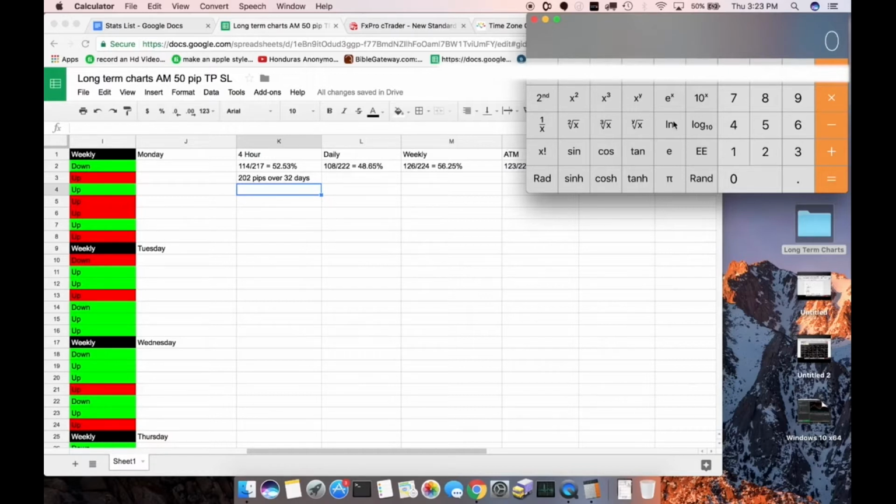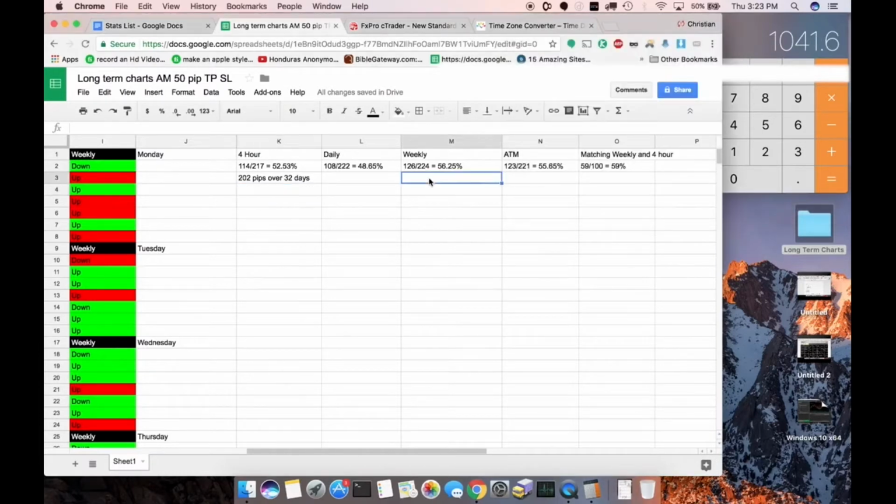Weekly is much better. If you were to take 224 minus 126, you have 98 losses. And if you take 126 minus your 98 losses, you have a net 28 gain. Multiply that by 50 pips, you have 1,400. You subtract your commission, about 1.6 times the number of trades that you've taken, times 224. You have a total 1,041 pips over 32 days.